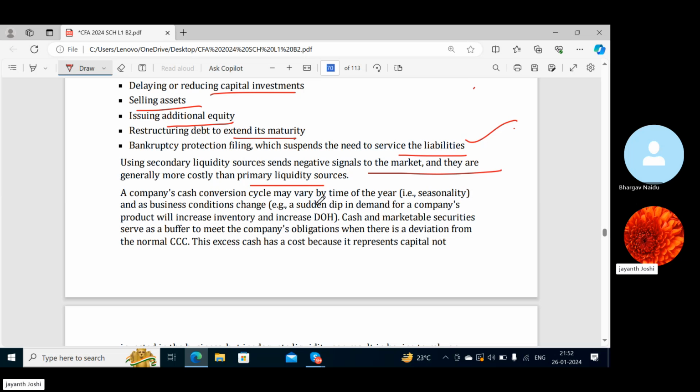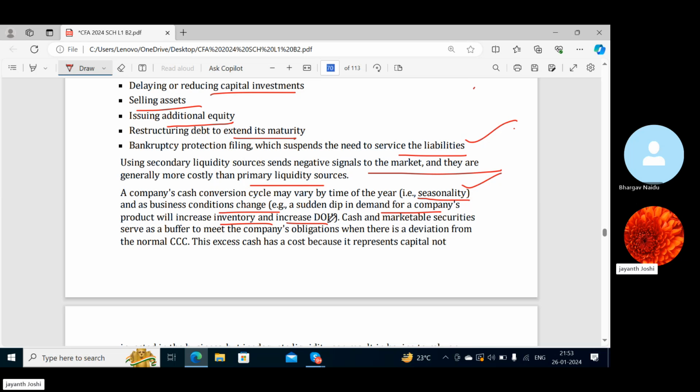A company's cash conversion cycle may vary by time of the year. That is seasonality. That means some businesses may have less or more cash conversion cycle during certain seasons, like woolen clothes, because they depend upon certain seasonal businesses. At that time you may extend credit to your customer for more sales, and that may increase your cash conversion cycle, maybe.